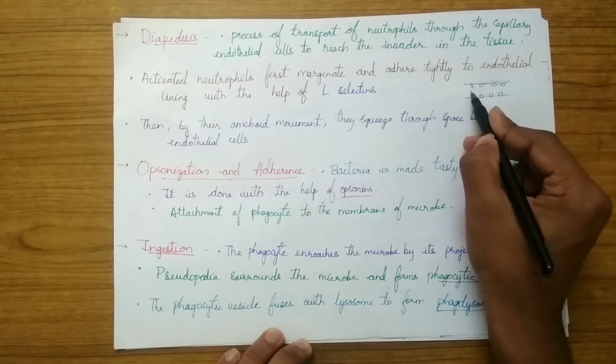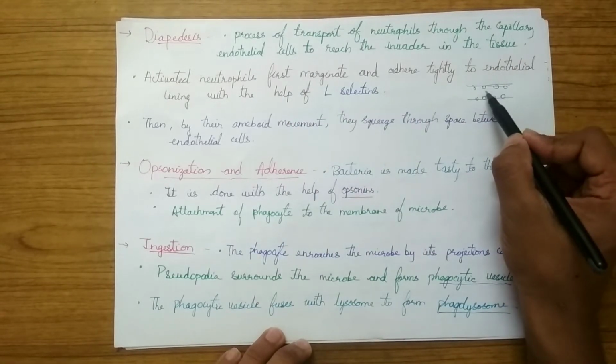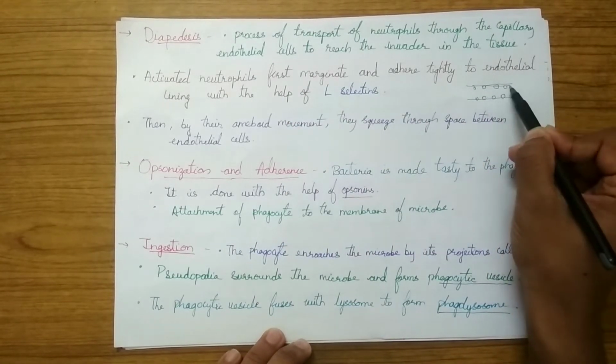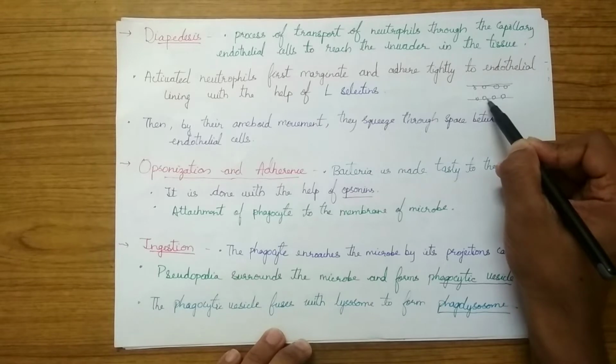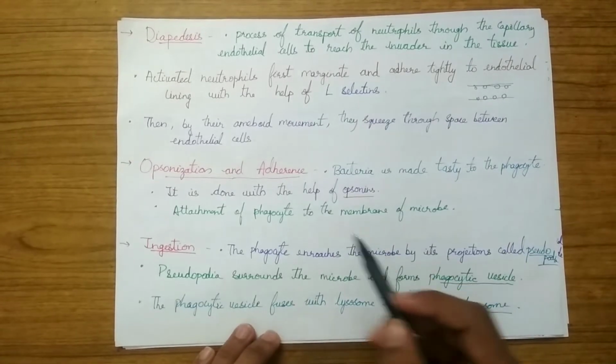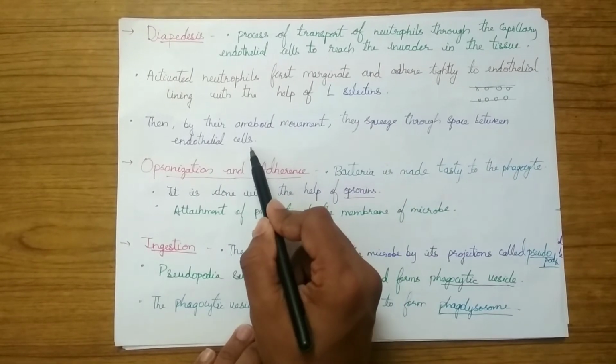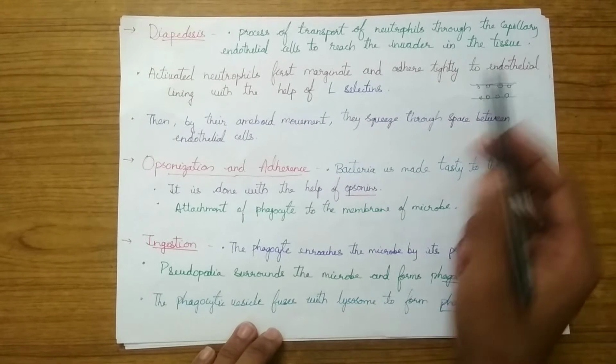First it will be flowing in the center, but then in the process of diapedesis, it goes to the margins and adheres to the margins of the capillary tissues and then passes through the capillary tissues. Then by their amoeboid movement, they squeeze through the space between endothelial cells to reach the tissue.